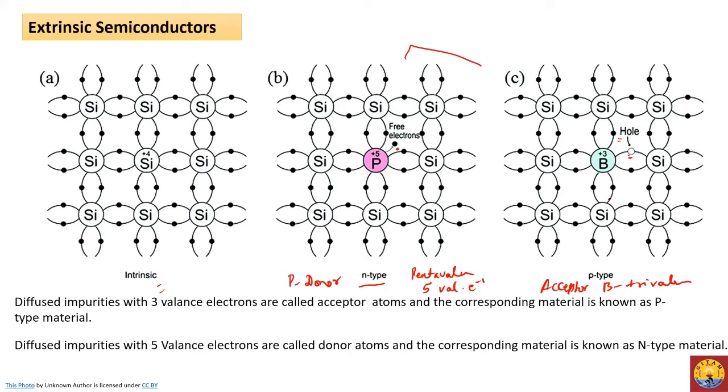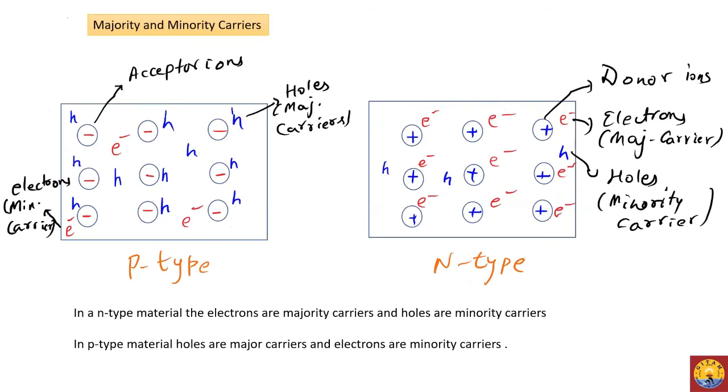Similarly, in the p-type, we may also have electrons present, but they are minimal, whereas holes are the major carriers. Okay, so we redraw these p-type and n-type materials.